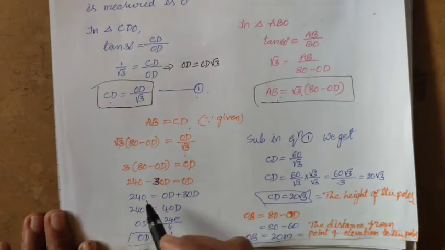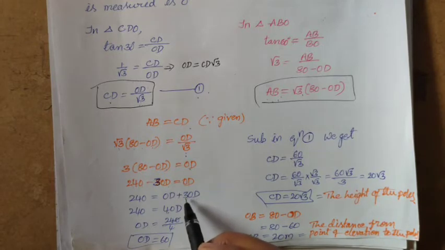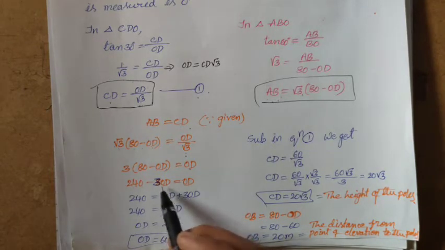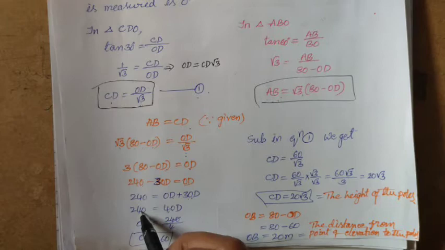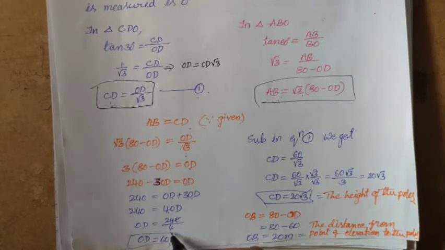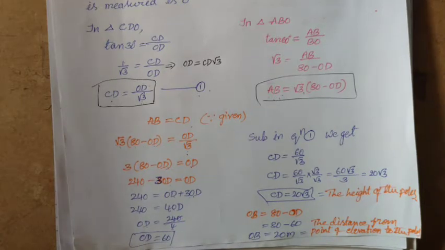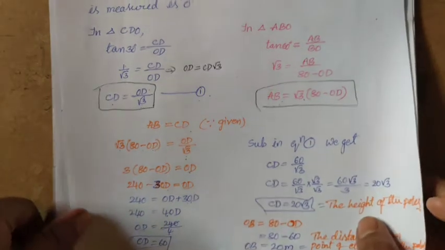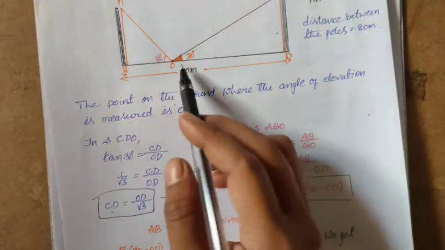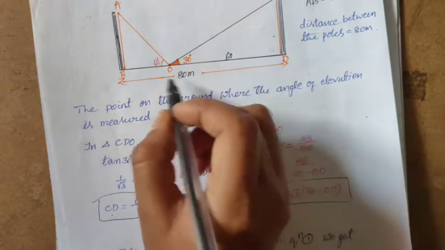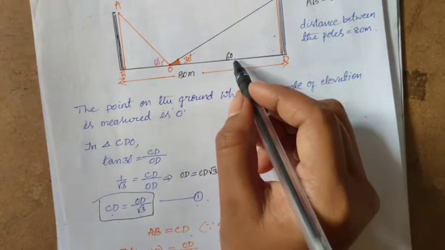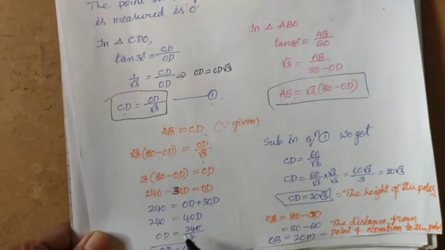So now you can take OD to one side, then 3 OD comes to this side, it becomes 3 plus 3 OD. OD plus 3 OD is 4 OD equal to 240. Therefore, OD is equal to 240 divided by 4. Then we get the value of OD is what? 60. So, the distance from the point O to this pole CD is what? 60. So OD is what? 60 meter. I found this OD length.